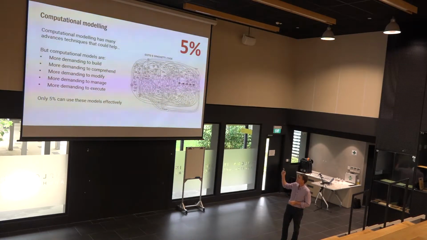You get this kind of spaghetti code where everything is connected to everything, and it's very difficult. So only 5% of users can really do this kind of stuff. And if we're going to change the whole planet in the next 30 years, then 5% is not enough. We have to get tools that everybody can use. And so the tools have to get easier, and they have to get more accessible.